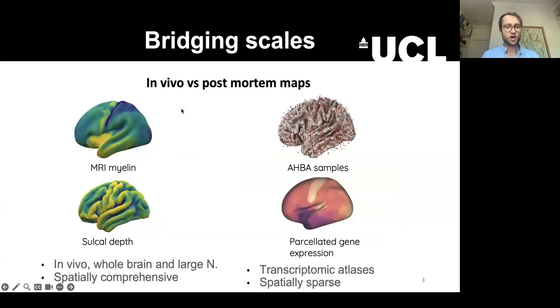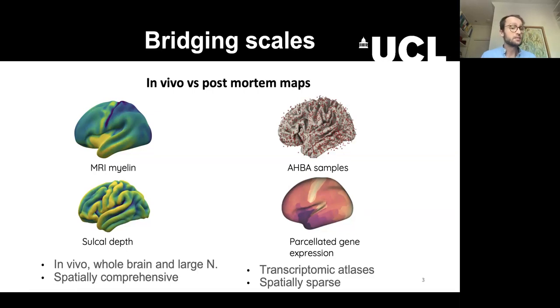One of the challenges of bridging these scales is the disconnect between the way that in vivo structure is measured and post-mortem maps. So, for example, we have an MRI myelin map. We can get measurements for, in theory, every point on the cortical surface in large numbers of individuals. But when we are comparing these two, post-mortem maps are generally quite sparse. This is a fantastic resource from the Allen Human Brain Atlas, where there are thousands of samples within the cortex, but these are done at discrete sample points.